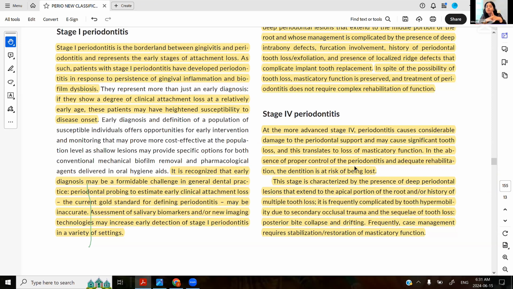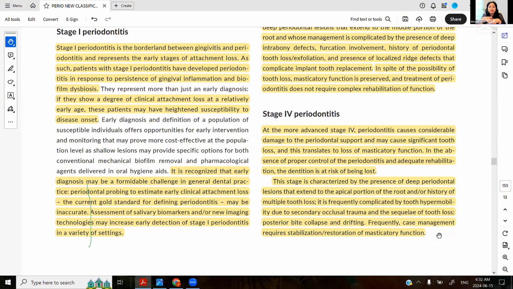So then let's look at stage 4 periodontitis. And as I said, it is already a lot of damage to the periodontal support. Attachment loss is greater. There is significant tooth loss due to periodontitis, and which has now translated to the loss of masticatory function, a golden keyword which is stage defining. In the absence of proper control of periodontitis and adequate rehabilitation, the dentition is at risk of being lost. The stage is characterized by the presence of deep periodontal lesions that extend to the apical portion of the root and or history of multiple tooth loss.